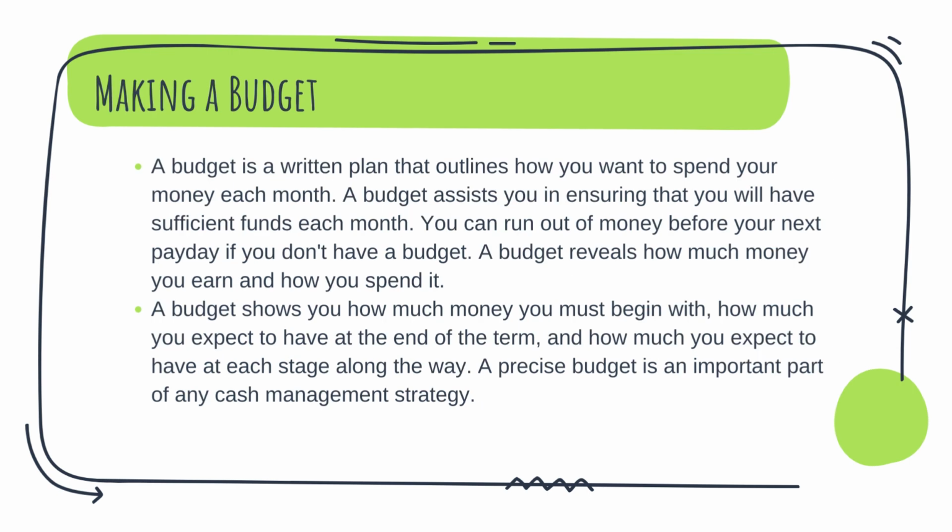Making a budget. A budget is a written plan that outlines how you want to spend your money each month. A budget assists you in ensuring that you will have sufficient funds each month. You can run out of money before your next payday if you don't have a budget. A budget reveals how much money you earn and how you spend it. A budget shows you how much money you must begin with, how much you expect to have at the end of the term, and how much you expect to have at each stage along the way. A precise budget is an important part of any cash management strategy.